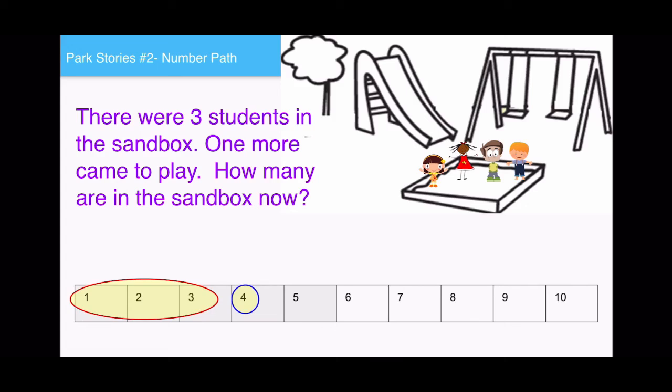Now, for the final work, I want you to see how many are in the sandbox now. So I want you to count up all those counters you have down. 4. Good work, friends. Give yourself a nice pat on the back again. You should have 4 counters down to show 4 students in the sandbox. You are now ready for your independent work.